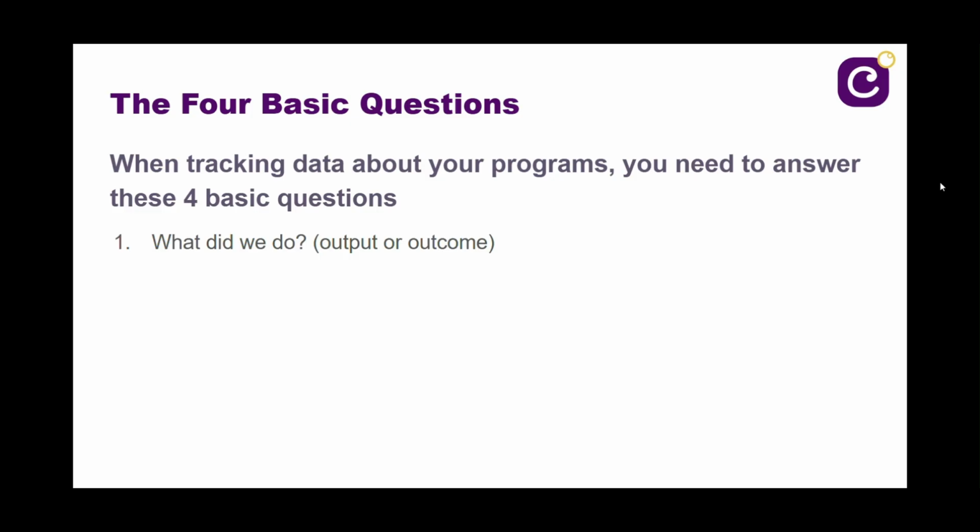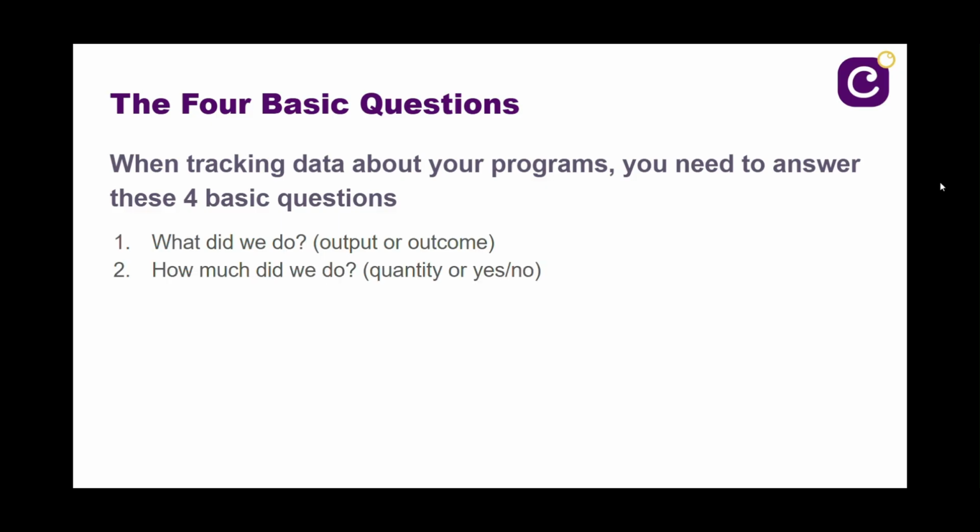So, question 1, what did we do? What output or outcome did we do? Outputs are the things we do or the services we provide. And outcomes are the good things that happen as a result of our outputs. We have to label that somehow. We helped with a resume. We did interview practice. Someone got a job.